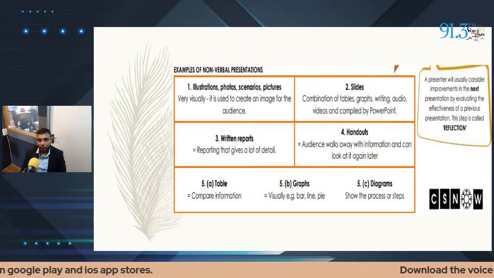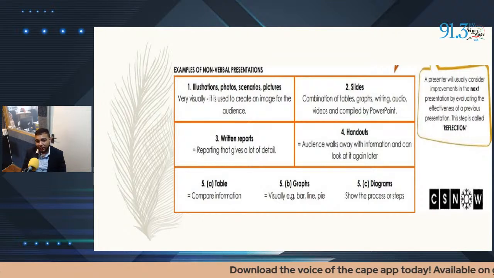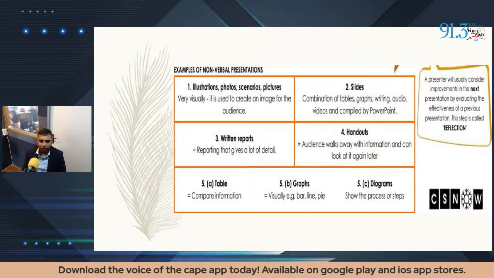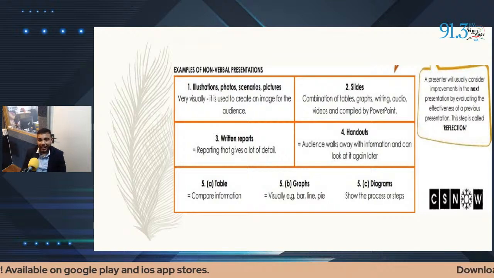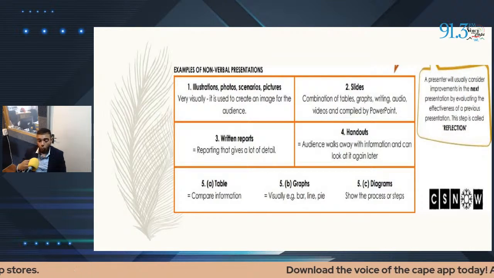Three, written reports, reporting that gives a lot of detail for handouts. Such as in your class, your teacher gives out handouts, so the audience walks away with information that you can look at again later, and you will then recall what actually happened in that presentation.